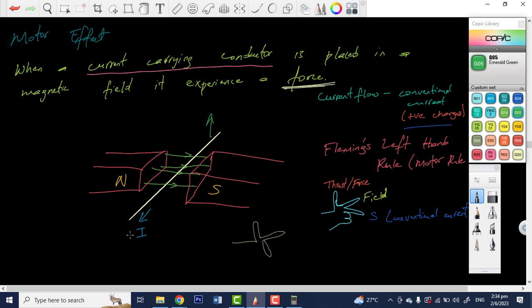Now we can connect a loop of wire and actually have this rotating, and we can use it to turn a fan blade or the motor of an electric drill or something. So that's the motor effect, right? And we use Fleming's left-hand rule. So we need to note down this thing about Fleming's left-hand rule. Alright? And continue.